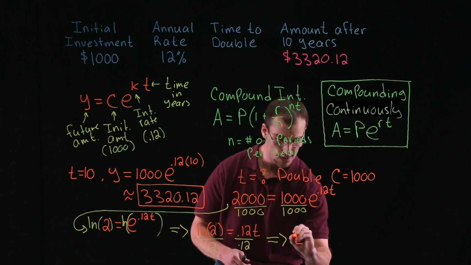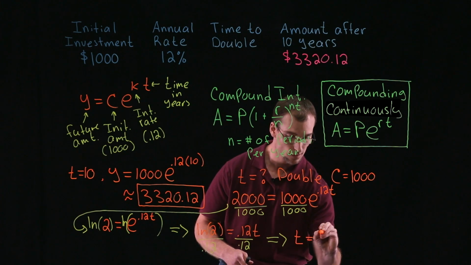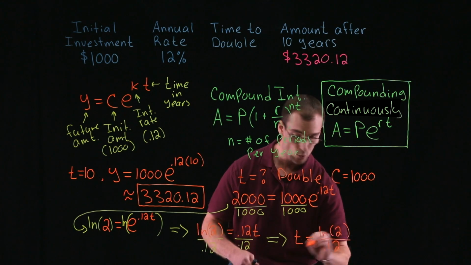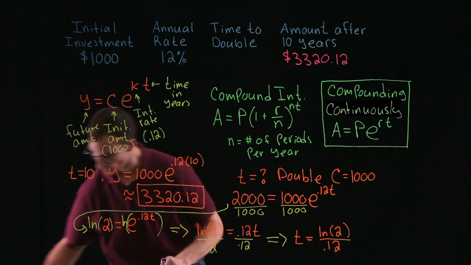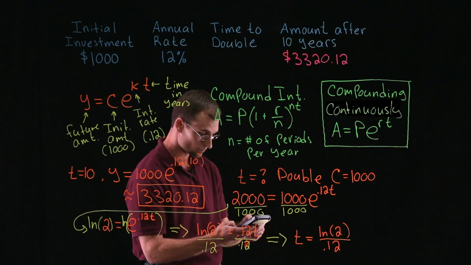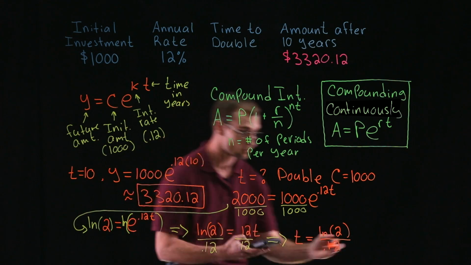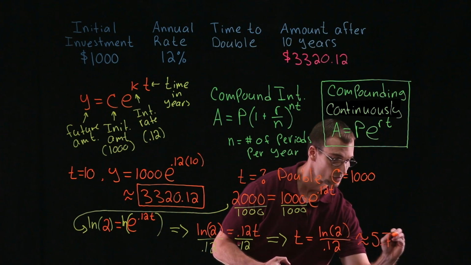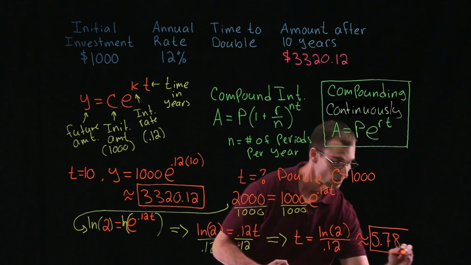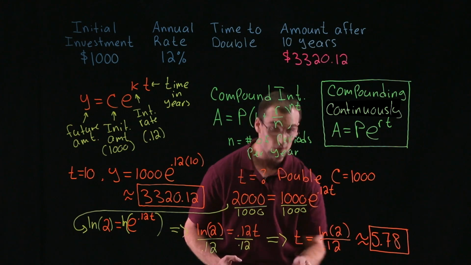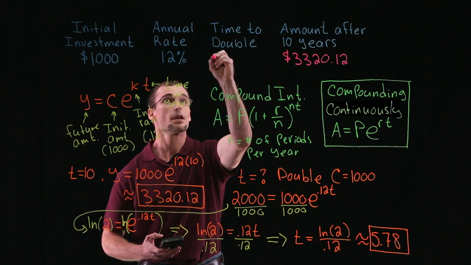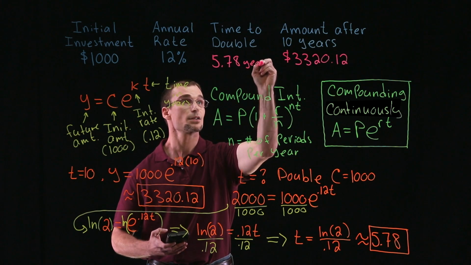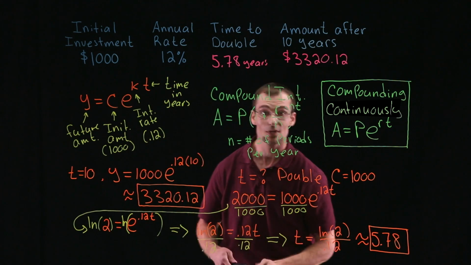So this gives us t equals the natural log of 2 divided by 0.12, which gives us approximately 5.78. Filling in the last part of our table, the time to double is 5.78, and that's the value of t in years. Thank you very much.